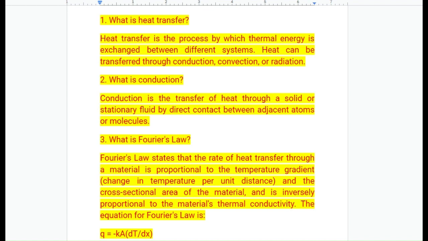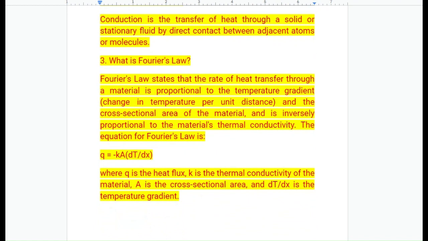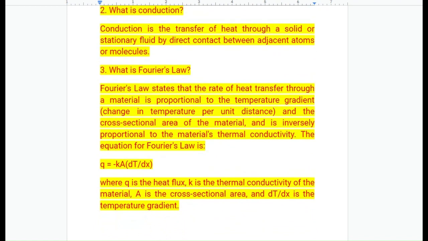3. What is Fourier's law? Fourier's law states that the rate of heat transfer through a material is proportional to the temperature gradient, change in temperature per unit distance, and the cross-sectional area of the material, and is inversely proportional to the material's thermal conductivity. The equation for Fourier's law is Q = -K A dT/dx, where Q is the heat flux, K is the thermal conductivity of the material, A is the cross-sectional area, and dT/dx is the temperature gradient.